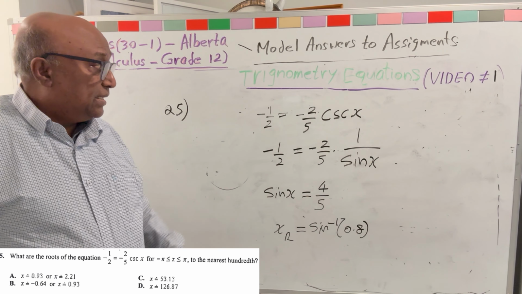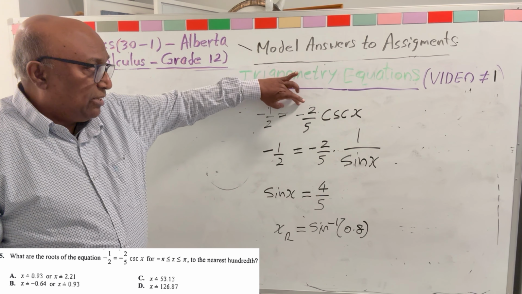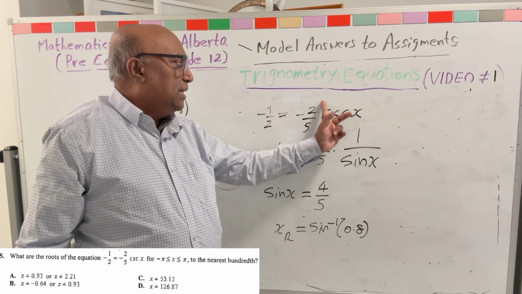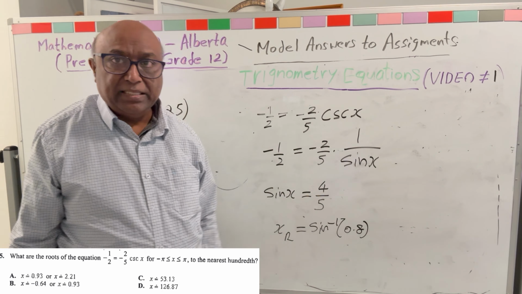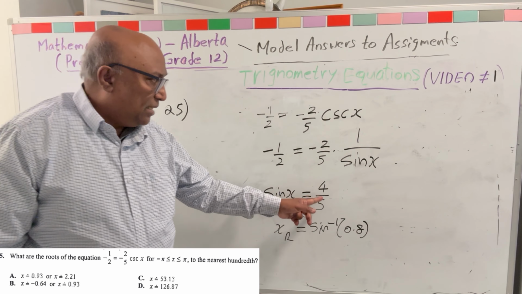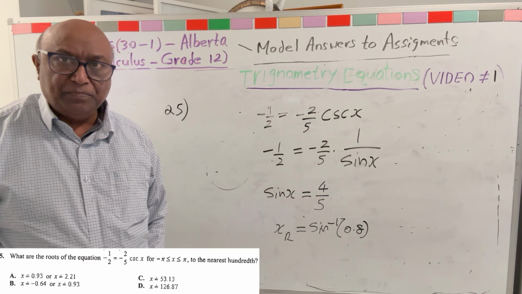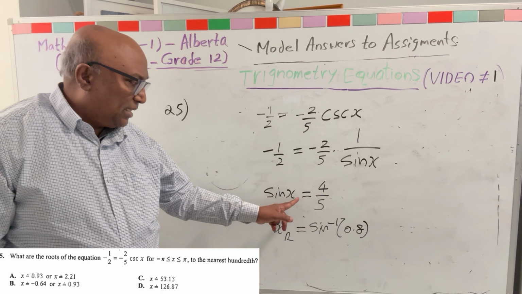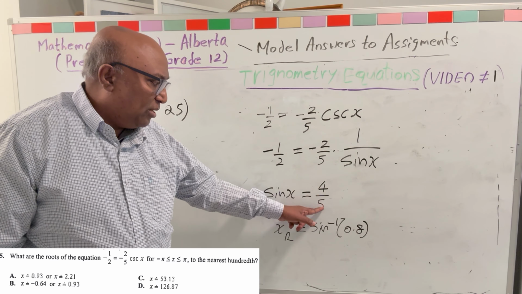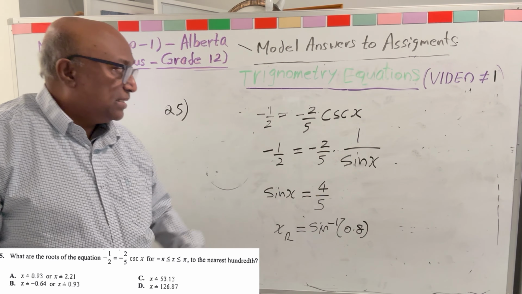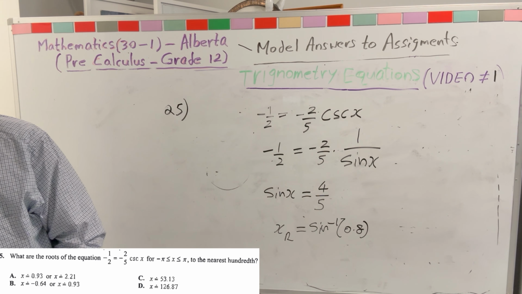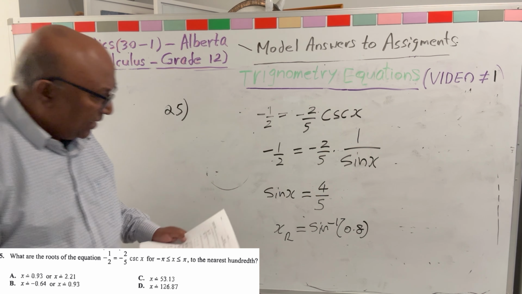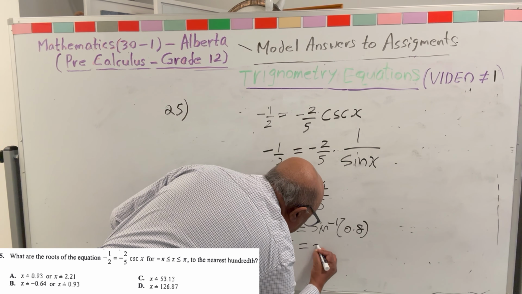I follow these steps. Start from this equation. Rearrange cosecant x using the reciprocal identity 1 upon sin x. Then right away I have isolated sin x. x is equal to sin inverse 4 by 5, that is 0.8, that is the reference angle. Let's calculate this reference angle. When I calculate this, I get 0.93.